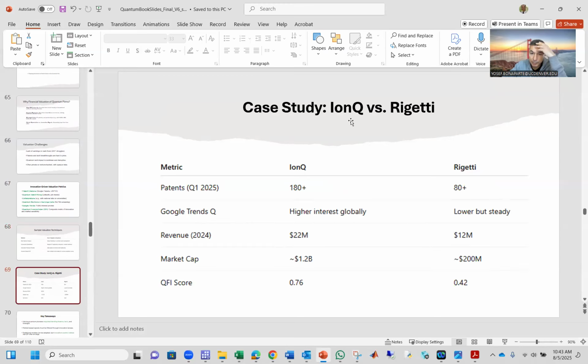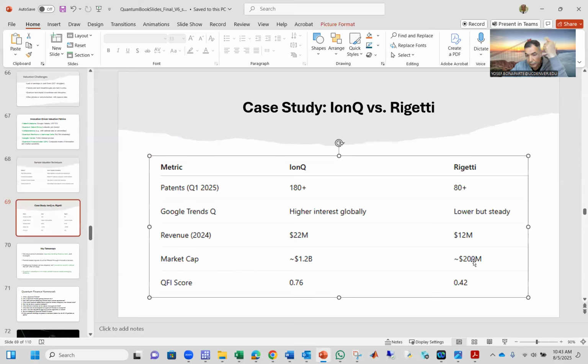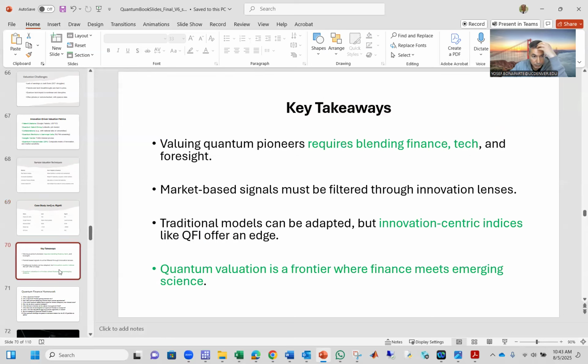Case study I did with these companies, IonQ versus Rigetti. You can see the patents: Rigetti about 80, IonQ 180. Google Trends you can see is low, but this is getting more exposure recently. Revenue, how much? Market cap. Now the market cap has become more, 5 billion, and this is more also.